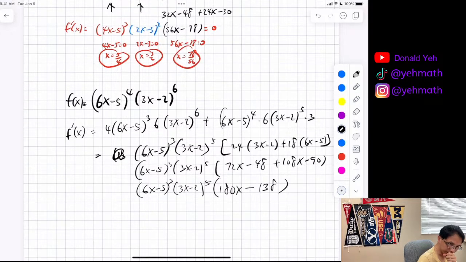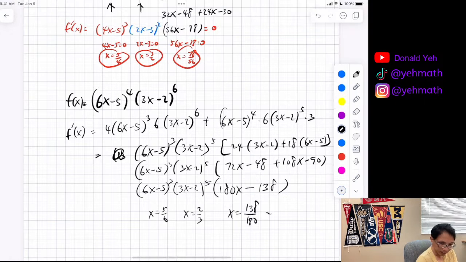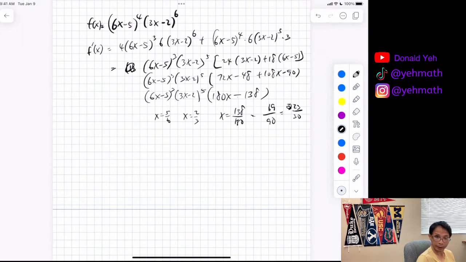And then x equals 138 over 180. You can simplify it down to whatever. x equals 2 over 3, x equals 5 over 6. This one's 90 to, I don't know, 69 over 30, 23 over 30. That's eventually simplified down to it. Okay, next question.